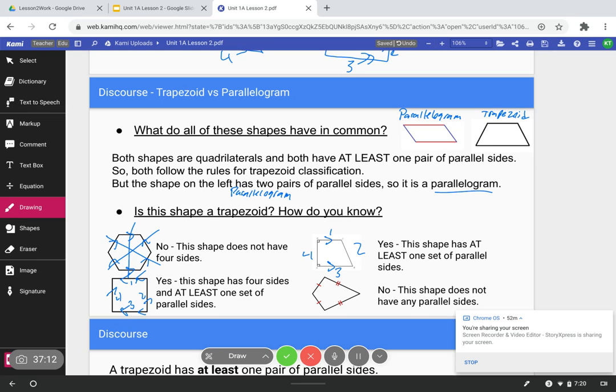Now for the kite. Is this shape a trapezoid? No. This shape does not have any parallel sides. Although it is a quadrilateral, there are no parallel sides. There are no lines going in the same direction that will never touch.